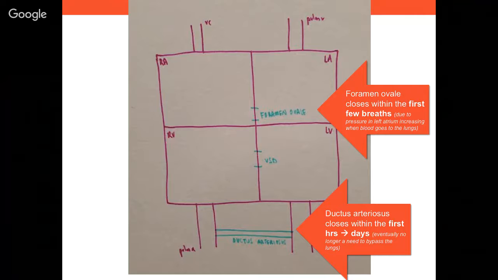As we can see, this is relevant because later on we're going to talk about defects that happen with the ductus arteriosus that will happen only a few hours to days later, not immediately. And the last thing here is the VSD, and you're never meant to have a VSD. That's just an issue.